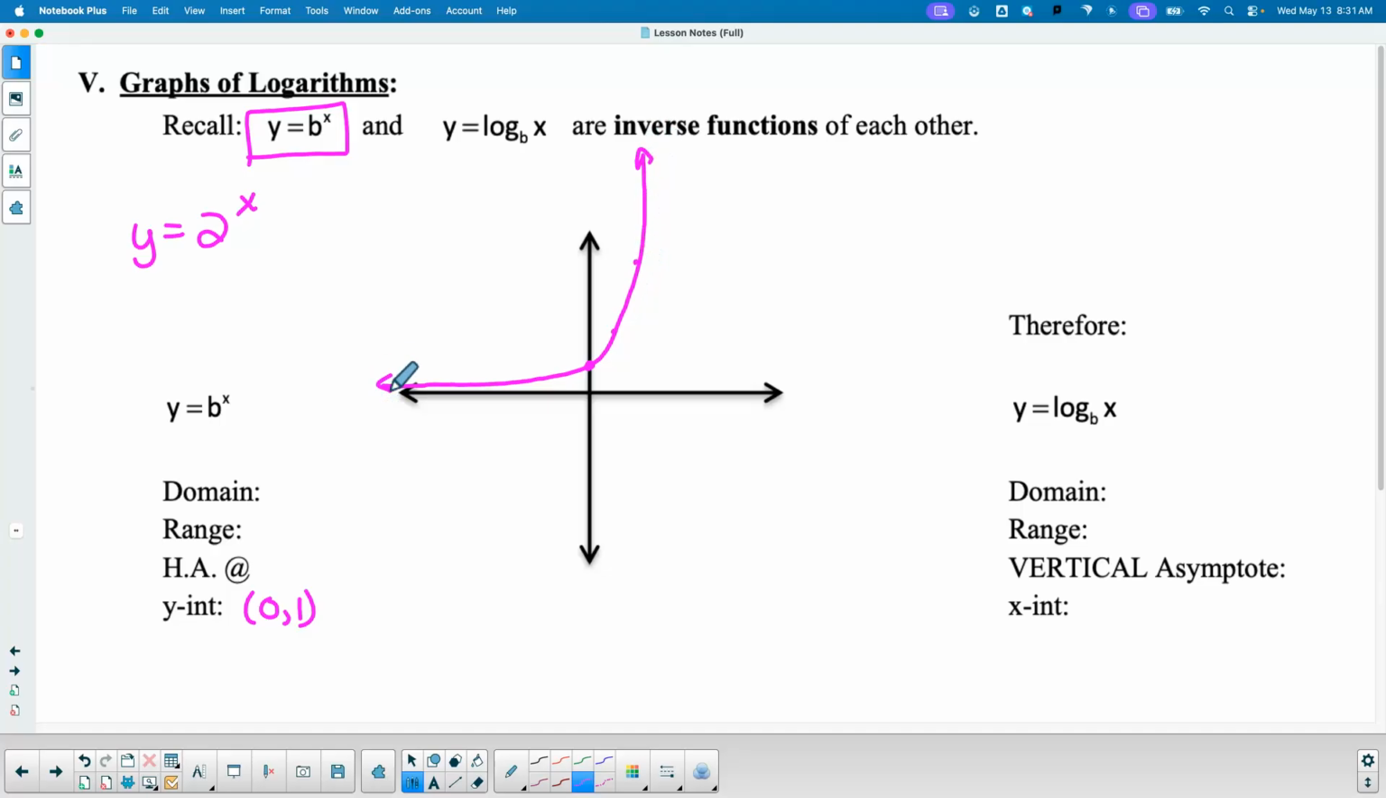What is the domain of that function? All real numbers. What is the range of that function? 0 to infinity. Inclusive or exclusive on both? Exclusive on both. Yep. Because there's a horizontal asymptote at y equals 0.